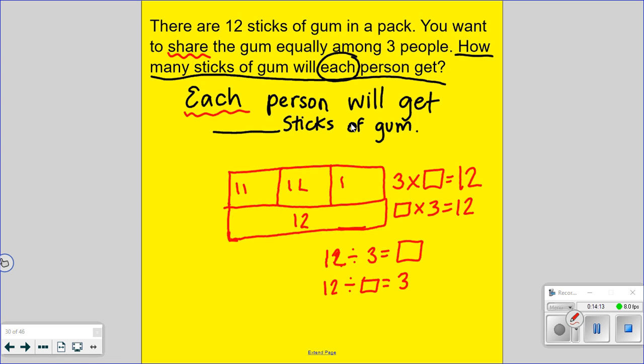1 for you, 1 for you, 1 for you. Are they even yet? No. All right, how many have I dealt out so far? 6. That one looks kind of crazy, doesn't it? Yeah, it looks like an L. Is my top bar equal to my bottom bar? Nope. So I'm going to keep going. I'm at 6. Is it equal yet? No. Yeah, that looks like an L.